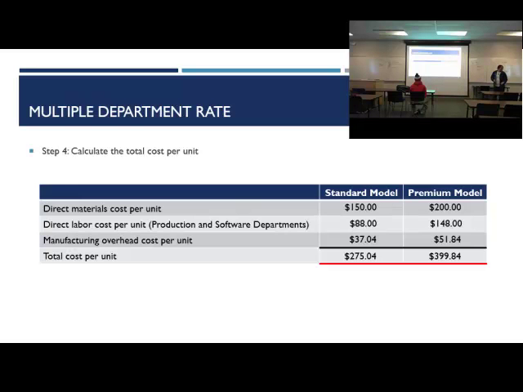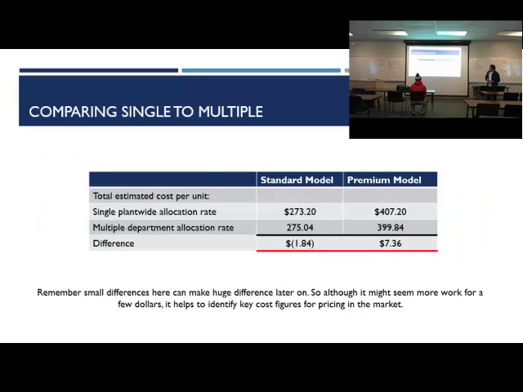407.20 is a good number. It's a really good number. Okay? But 399.84 is even a better number. At least we assume that what we're doing here makes us a better number. Okay? Here's our differences. $1.84 on the standard model, $7.36 on the premium model. But remember, small differences here make a big difference later on.